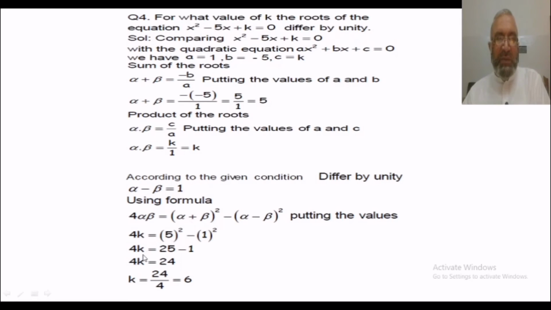Simplifying these, 4k is equal to 25 minus 1, which is 24. Divide both sides by 4. So k is equal to 24 by 4, and 4 sixes are 24. We get k is equal to 6. Thus the value of the unknown is obtained.